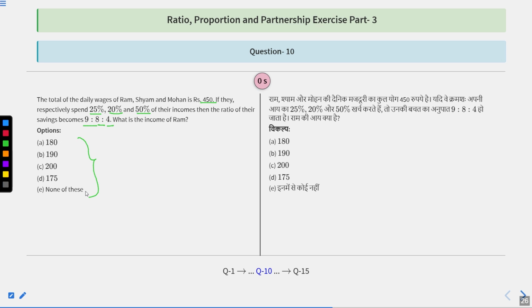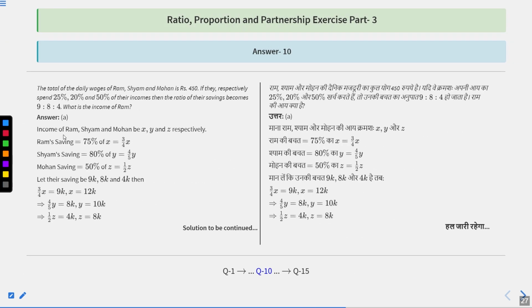Now time's up. Let's see the solution. Let the incomes of Ram, Shyam and Mohan be x, y, z respectively. According to the question, Ram's saving will be 75% of x, which is 3/4 of x, because he spent 25%. In the same way, Shyam's saving will be 80% of y, because he spent only 20%, so it will become 4/5 y. Same way, Mohan saves 50% of z, which is 1/2 of z.